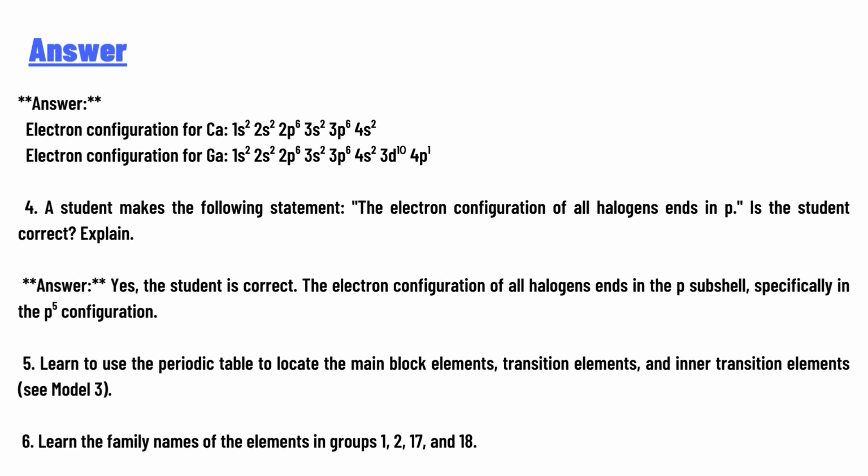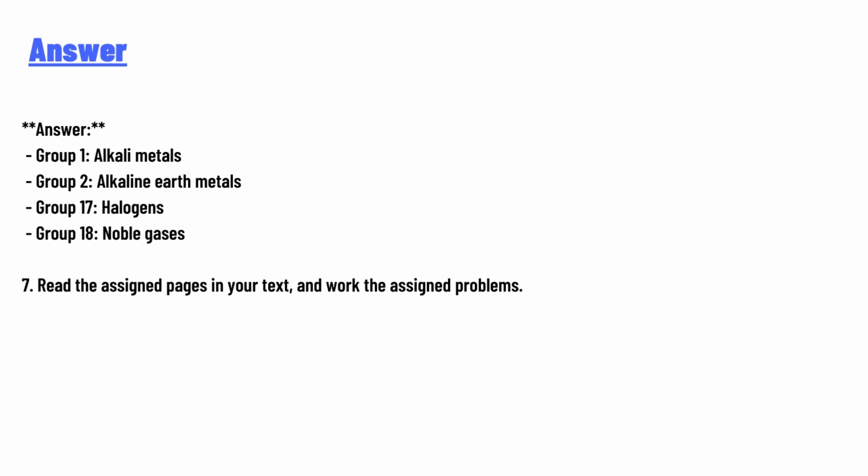5. Learn to use the periodic table to locate the main block elements, transition elements and the inner transition elements. 6. Learn the family names of the elements in groups 1, 2, 17 and 18. Answer: group 1 alkali metals, group 2 alkaline earth metals, group 17 halogens, group 18 noble gases. 7. Read the assigned pages in your text and work the assigned problems.